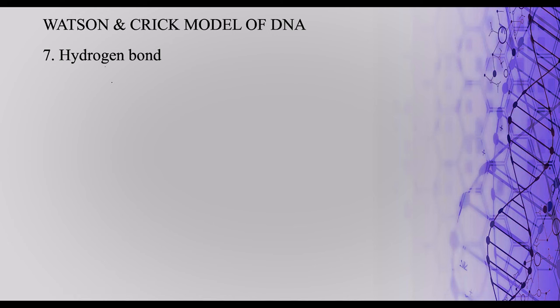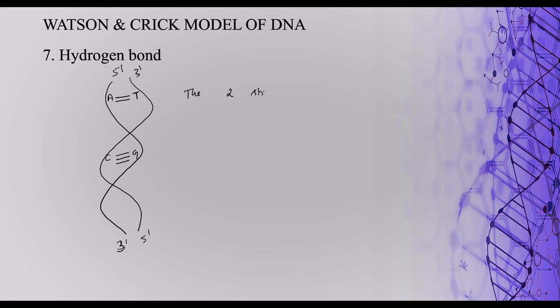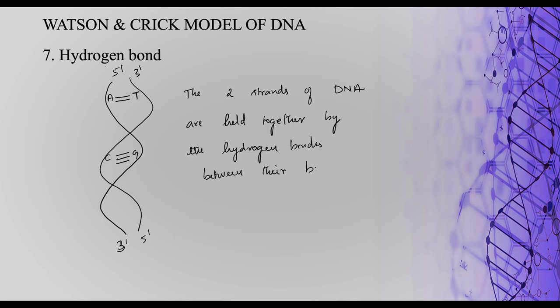Which is the hydrogen bond. The two strands of DNA, let me draw the strands, are held together by hydrogen bonds, right? For example, if this strand has A, obviously the other strand is going to have T. Let me draw the ends also, 5' to 3' and then 3' to 5'. If this strand has A and the other has T, there are two hydrogen bonds. If this strand has C and the other has G, there will be three hydrogen bonds. So the two strands of DNA are held together by hydrogen bonds between their bases.